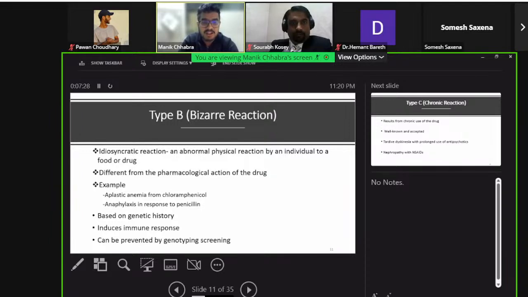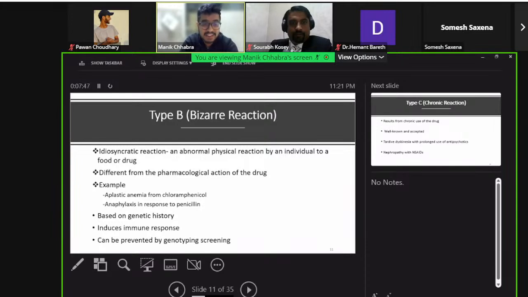They are different from the pharmacological action of the drug, like aplastic anemia from chloramphenicol. Like there was a hypersensitivity reaction in a patient who was taking chloramphenicol, and they found the patient got aplastic anemia. Then we have anaphylaxis in response to penicillin, which is an allergy.